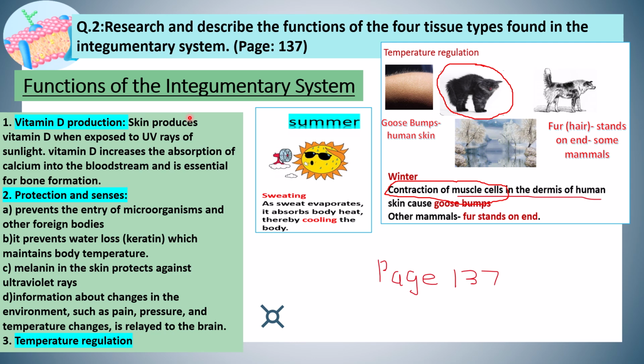And coming to the temperature regulation, so temperature is regulated by sweating and goosebumps. When it is hot, our body will sweat, and when it is winter, a contraction of muscle cells leads to goosebumps, which is present in the dermis of human skin.